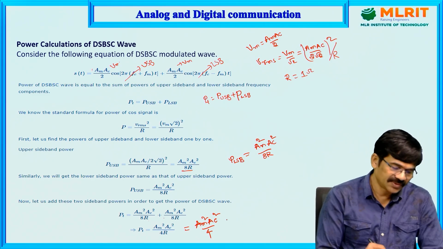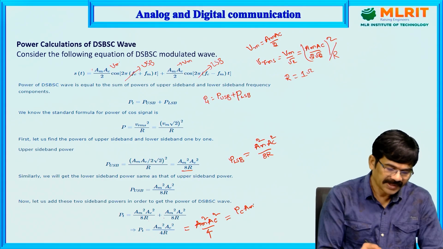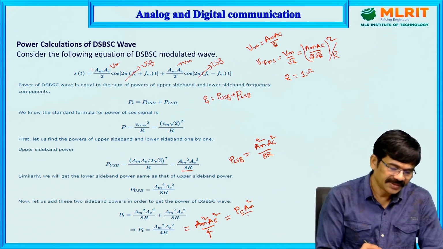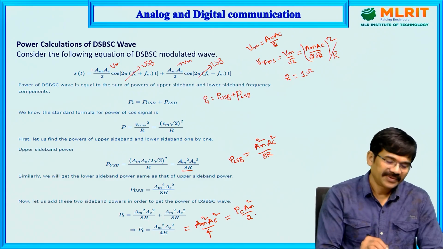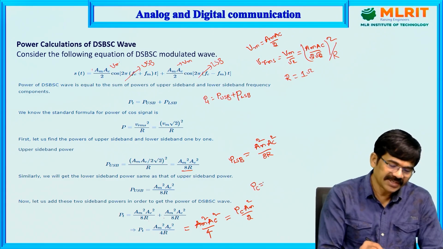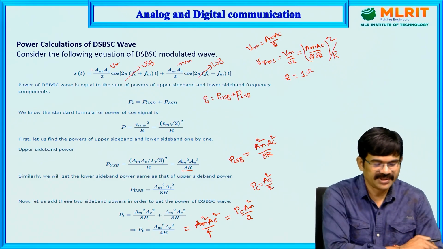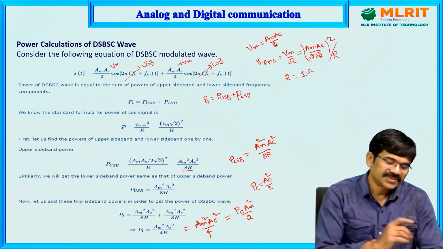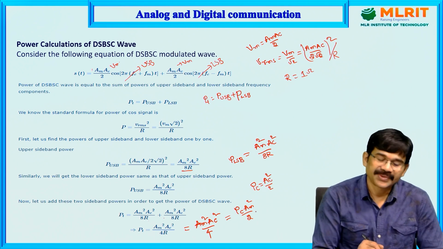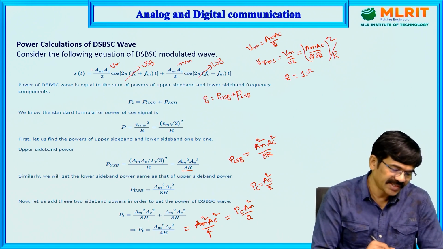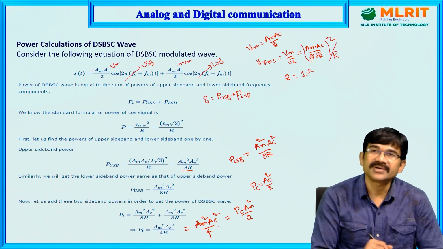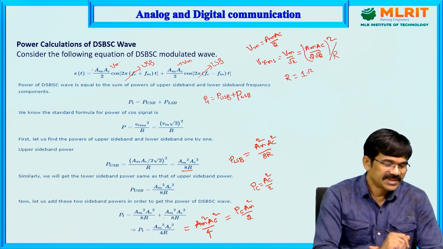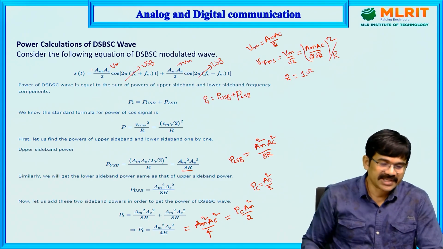So this is nothing but Pc Am square by 2. What is the Pc? Pc is the carrier power, which is nothing but Ac square by 2. So Pc Am square by 2, or Am square Ac square by 4, is the power required for the transmission of the DSBSC signal. Okay. So this is the expression for the power required.